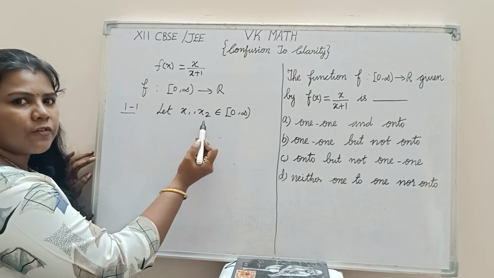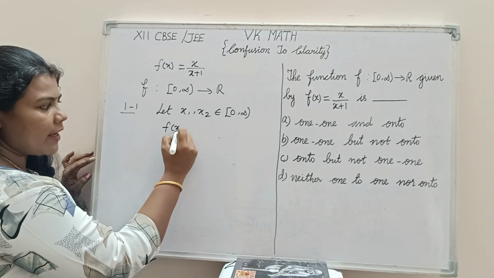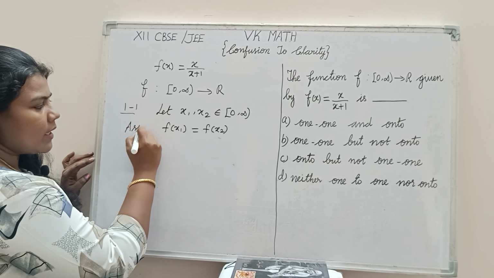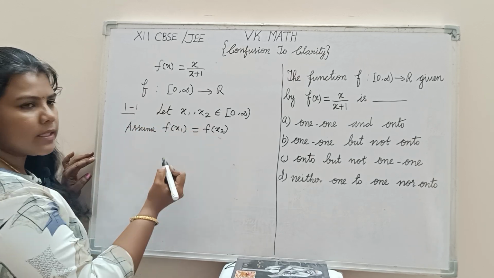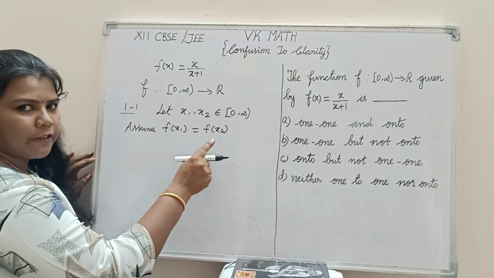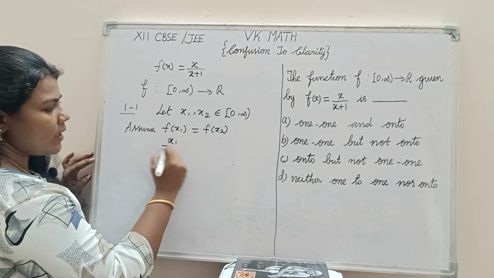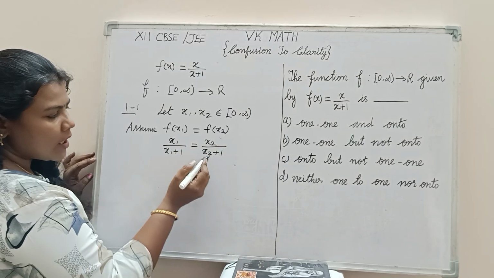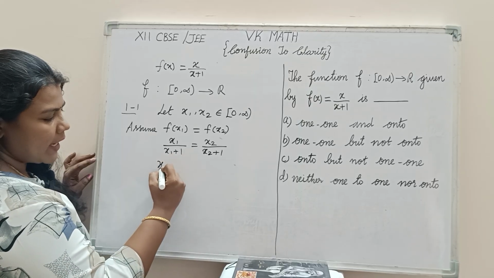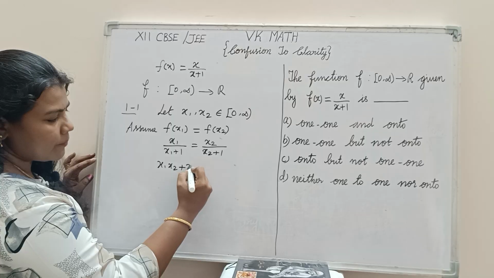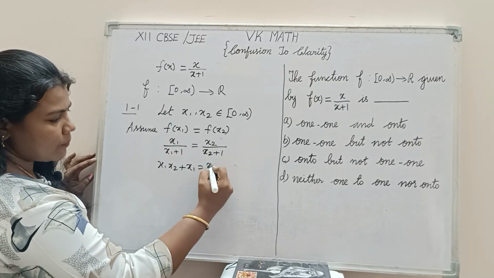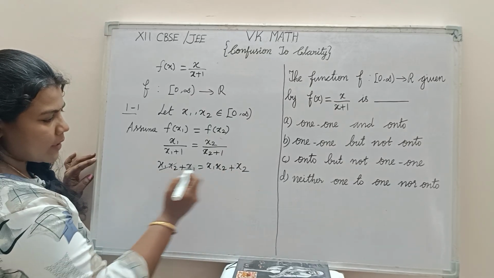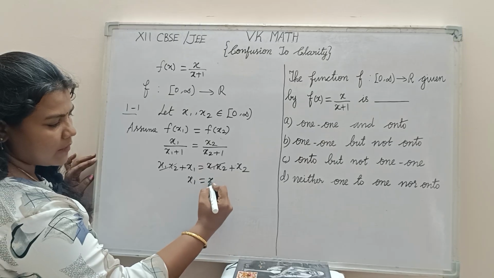Now we find the image of these two elements, that is f of x1 and f of x2, and we assume that f of x1 and f of x2 are the same, that is, the images of the two elements are the same. We substitute there: x1 divided by x1 plus 1 is equal to x2 divided by x2 plus 1. Now we do cross multiplication. When you multiply, x1 x2 plus x1 is equal to x1 x2 plus x2. Now we can cancel x1 x2, and we will get x1 is equal to x2.